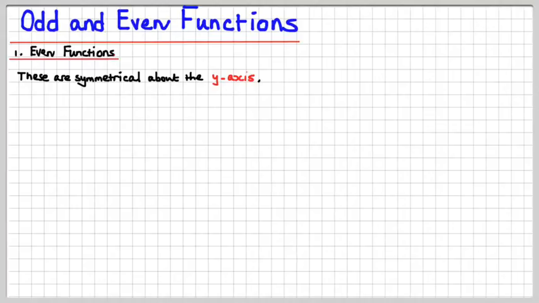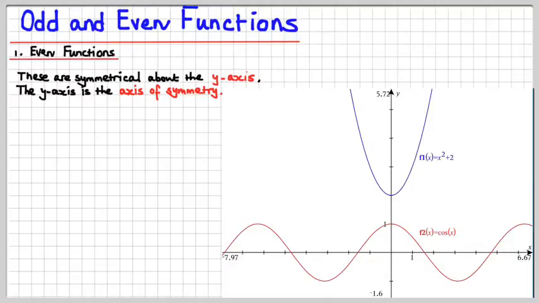For even functions, these are symmetrical about the y-axis. In other words, the y-axis is the mirror. Okay? The mirror for the mirror images. The y-axis is the axis of symmetry, and here we have two very fine examples of even functions. This is f1 of x, as I've called it, and it's x squared plus 2.